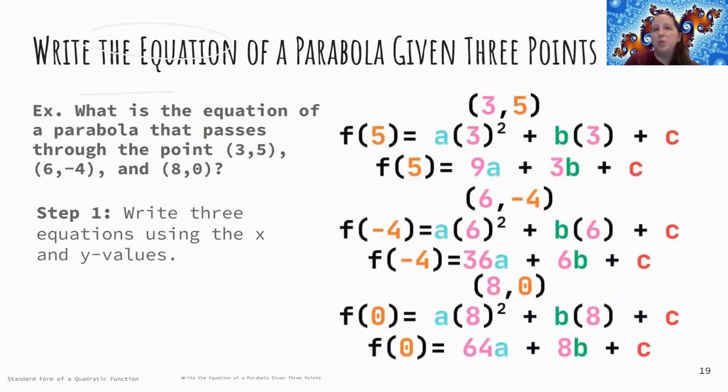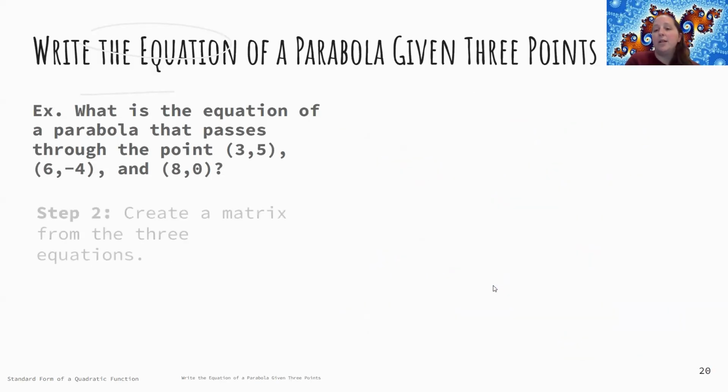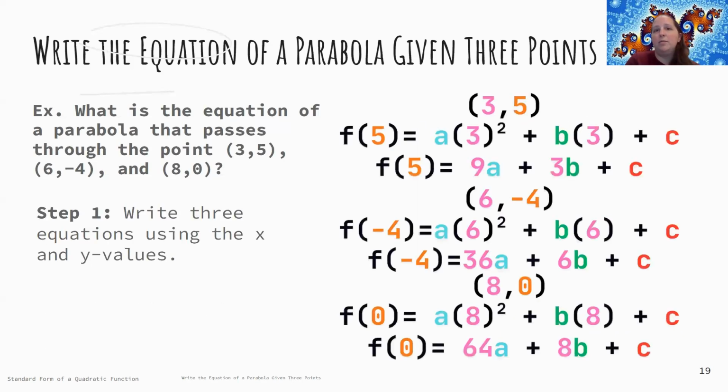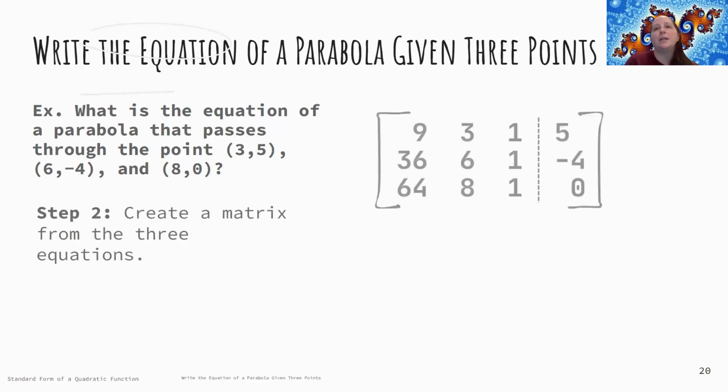Okay. When I do that, for my first equation, I get f of 3 equals 5, or 5 equals 9a plus 3b plus c. Then I get negative 4 equals 36a plus 6b plus c. And then I get 0 equals 64a plus 8b plus c. Okay. From here, I want to set up a matrix. Okay. So very similar to what we did in unit 1, right? So I'm literally taking the numbers, A, B, C, the numbers that are out in front of those letters, and my y value. Okay. And that's what's going to equal.